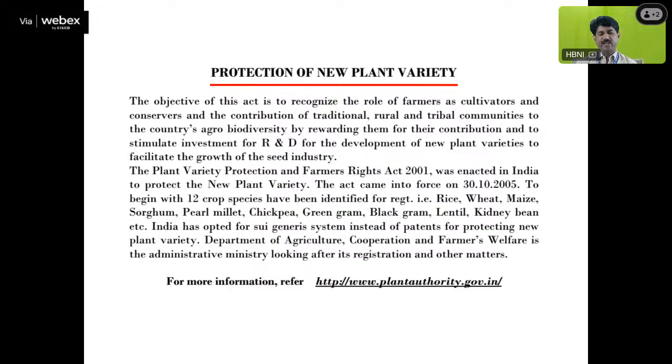The Department of Agriculture, Cooperation and Farmers Welfare is the administrative ministry looking after its registration and other matters. More details you can get on the website www.plantauthority.gov.in. If you want further information, more is available on the internet. But for our discussion, this much is sufficient. Now we will be discussing more details about patents.